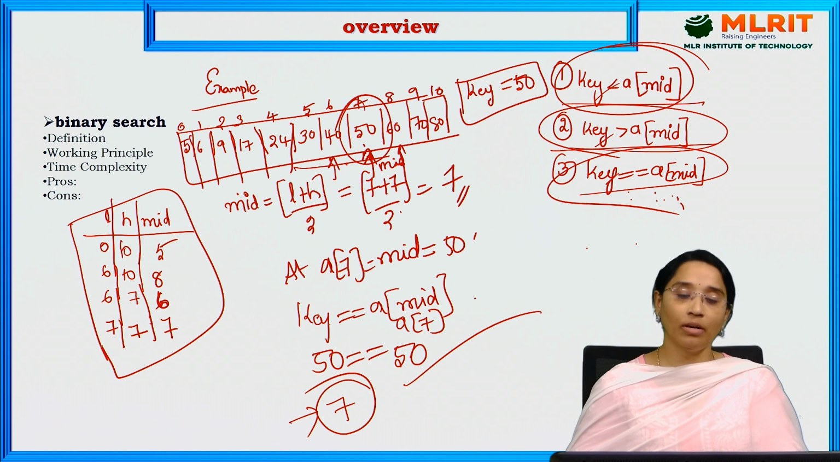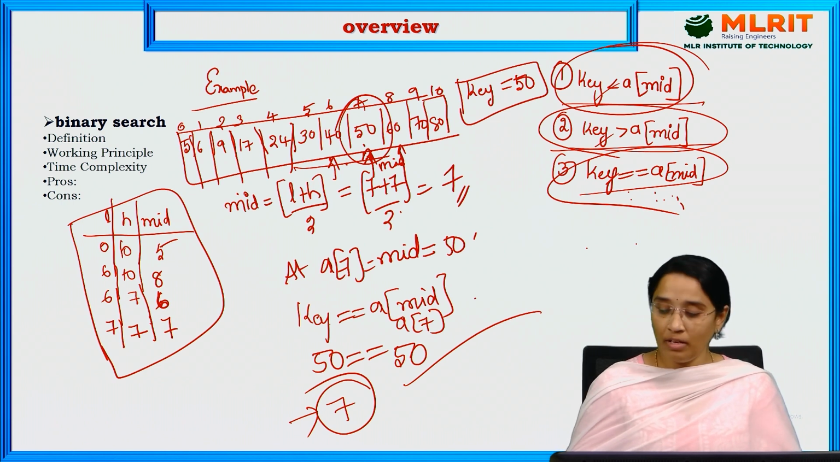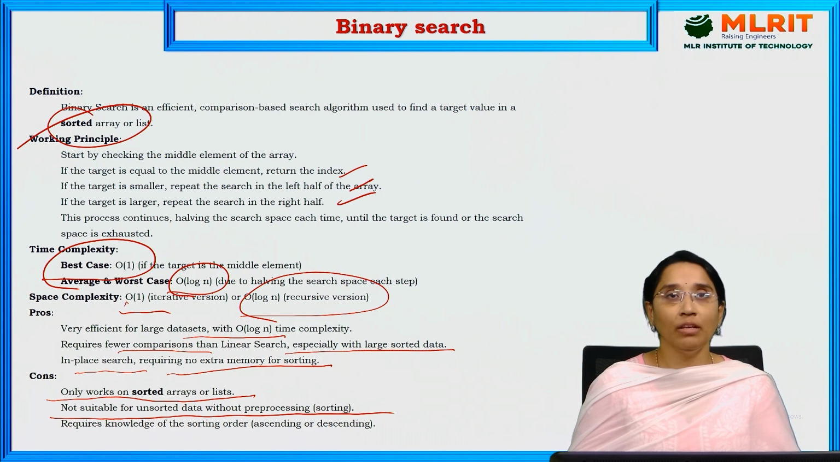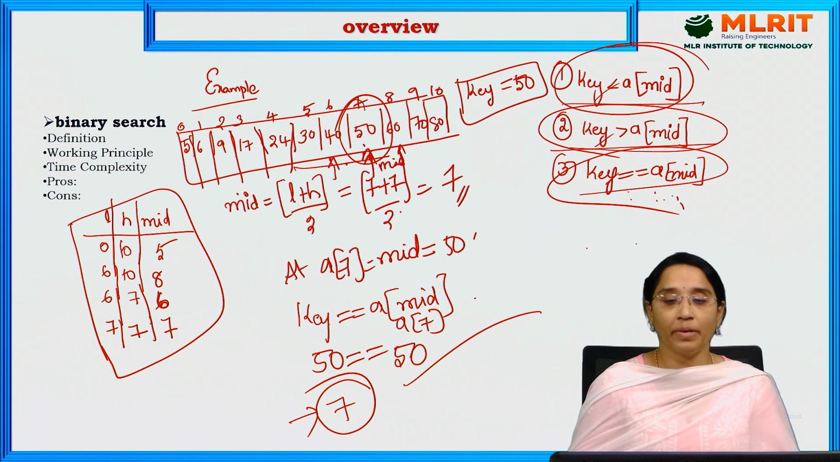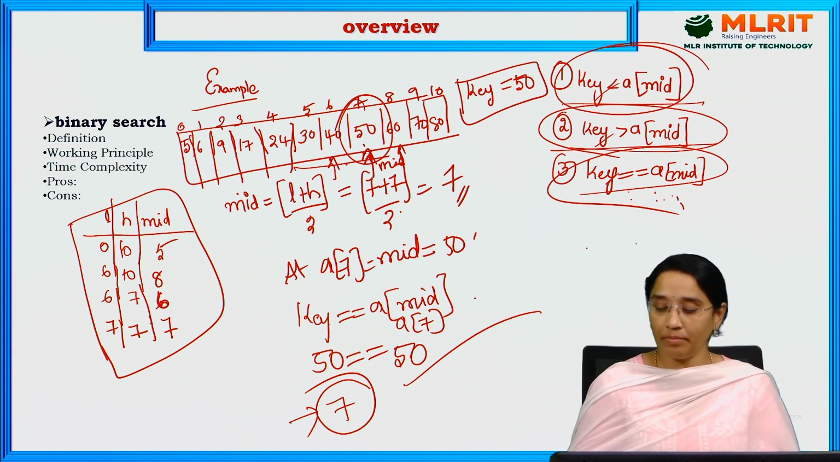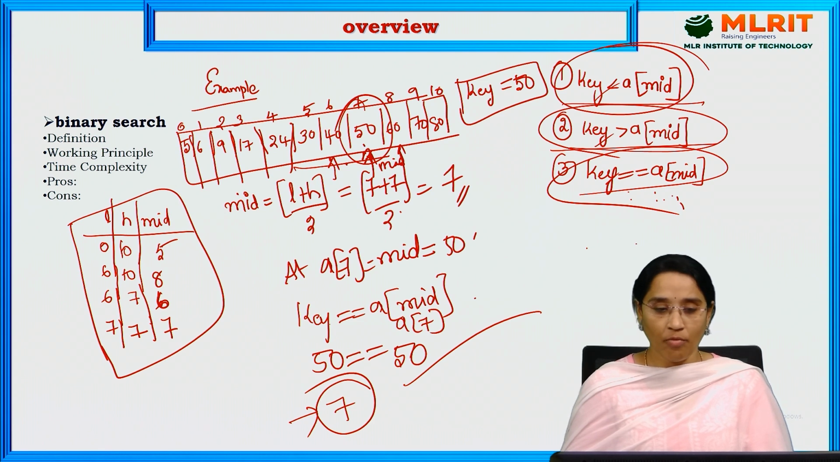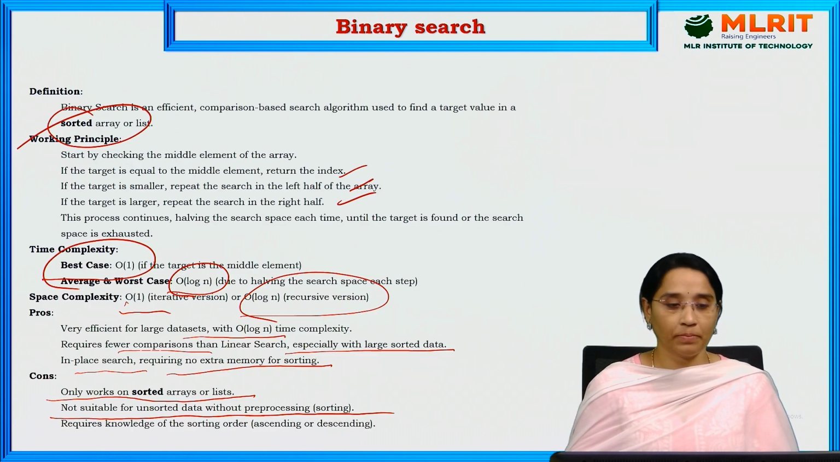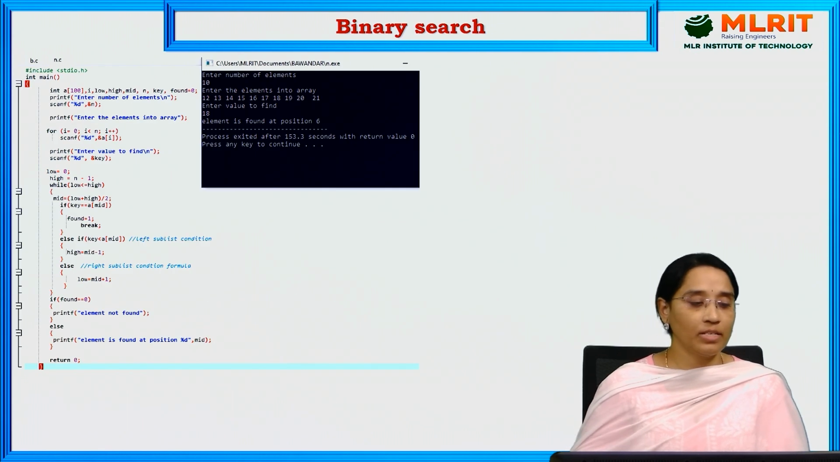This is your binary search. So what we have done? No need to search the entire array in the list. Based on the mid value, you will calculate whether the element is present to the left of the mid or to the right of the mid. This is the process we will follow for binary search. So let's discuss it with the program.